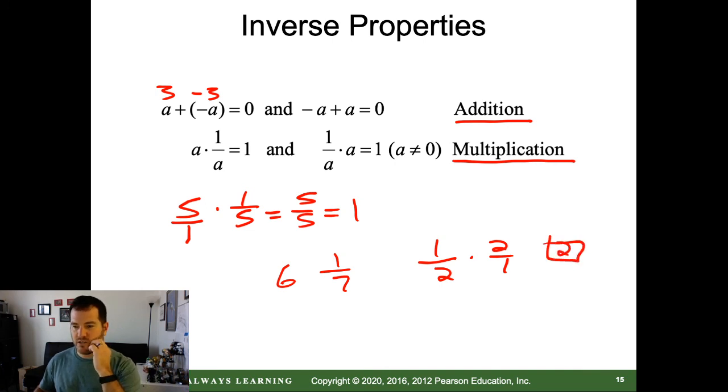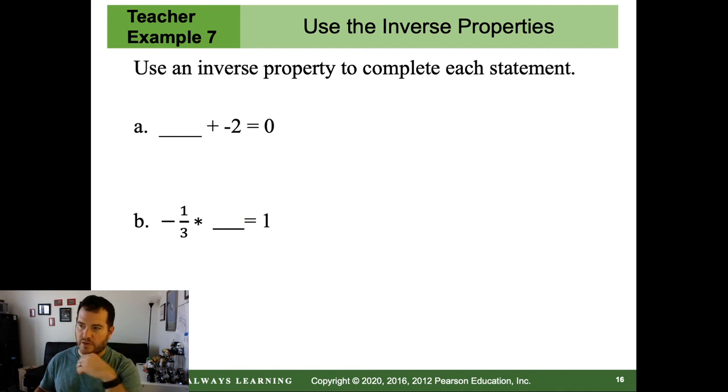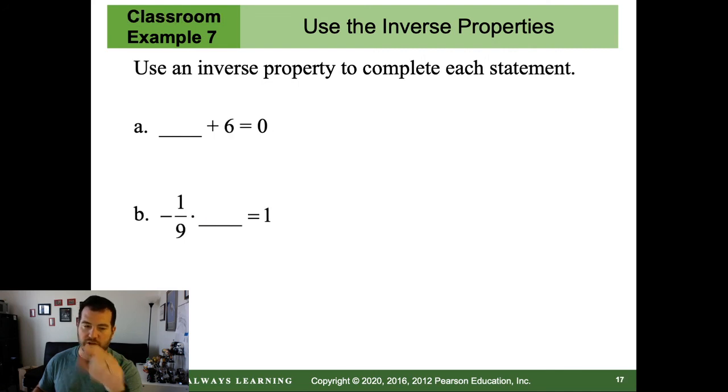So hopefully that wasn't too confusing, but here, what do I have to add to negative 2 to give me 0? I think that's going to be a positive 2. And then here, be careful, I want it to be a positive 1. But I think if I do negative 1/3 times negative 3, remember I talked about earlier, a negative times a negative will give you that positive, and I think we're good to go. So go ahead and take a second to try this one. We're almost done, I promise.